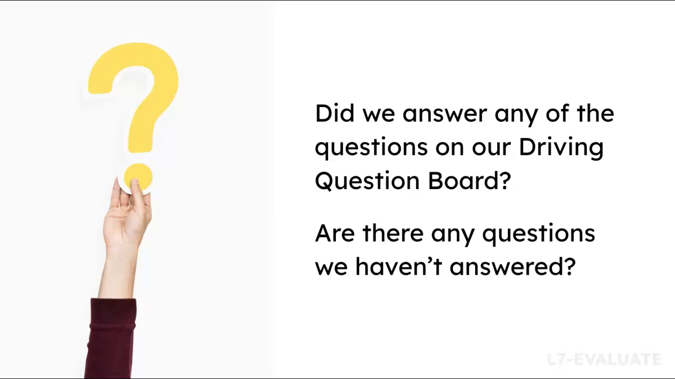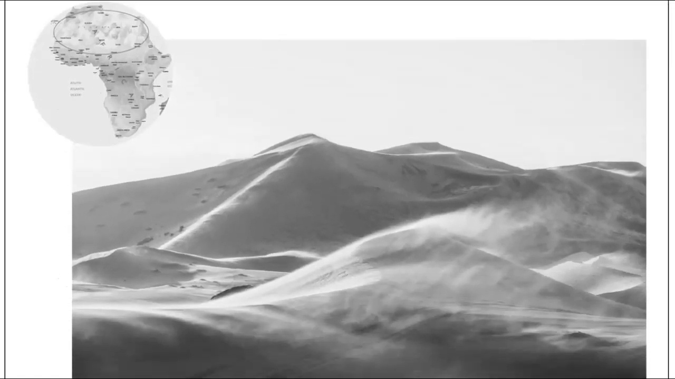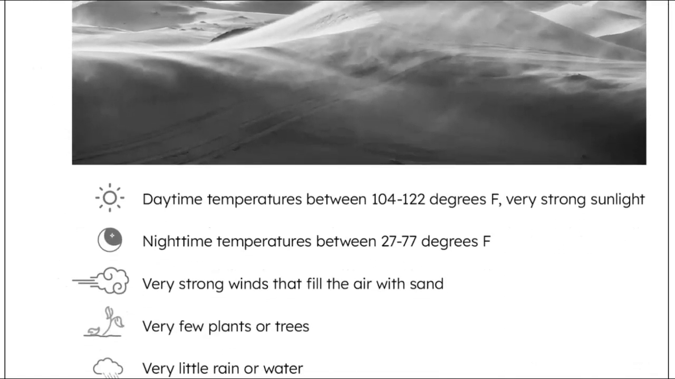To support student sense-making across the unit, you'll orient them back to the driving question board. Ask, did we answer any of the questions on our driving question board? Are there any questions we haven't answered? You'll try to wrap up any final questions on the driving question board before the end of the unit. You'll then have students complete the Section 3 summative assessment.